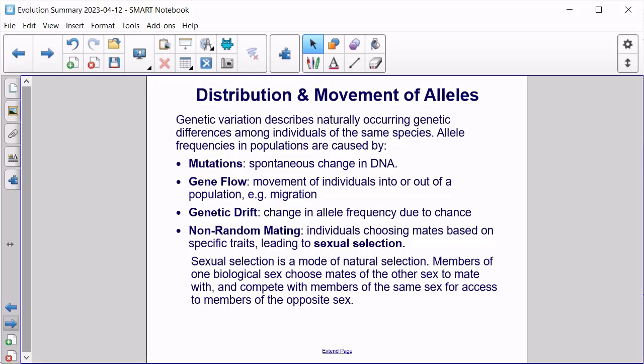selection. Sexual selection is a mode of natural selection. Members of one biological sex choose mates of the other sex to mate with and compete with members of the same sex for access to members of the opposite sex.